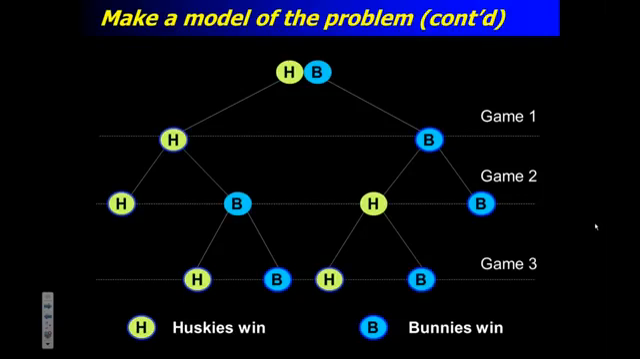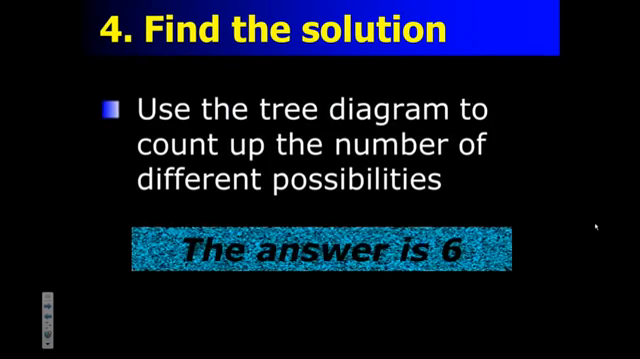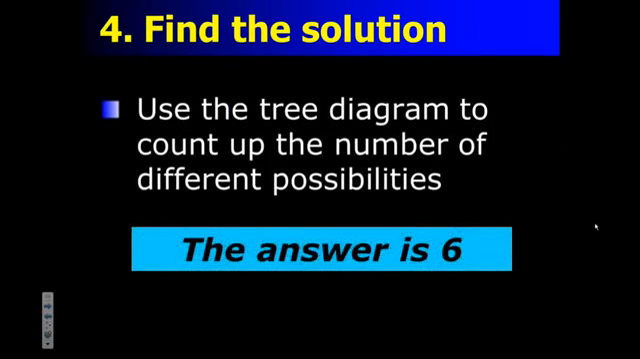Well, here's, for example, the tournament could go like this. It could go Huskies, Huskies, or it could go Huskies, Bunnies, Huskies. So as you follow through the tree, the answer I see is 6. There appears to be 6 different ways this tournament could go. Okay? So I'm going to answer 6. That's going to be my solution.